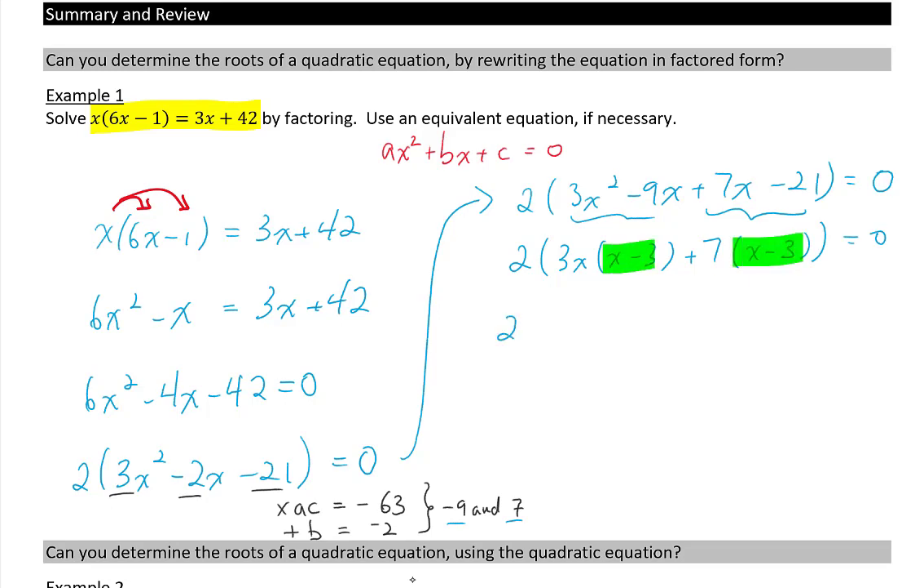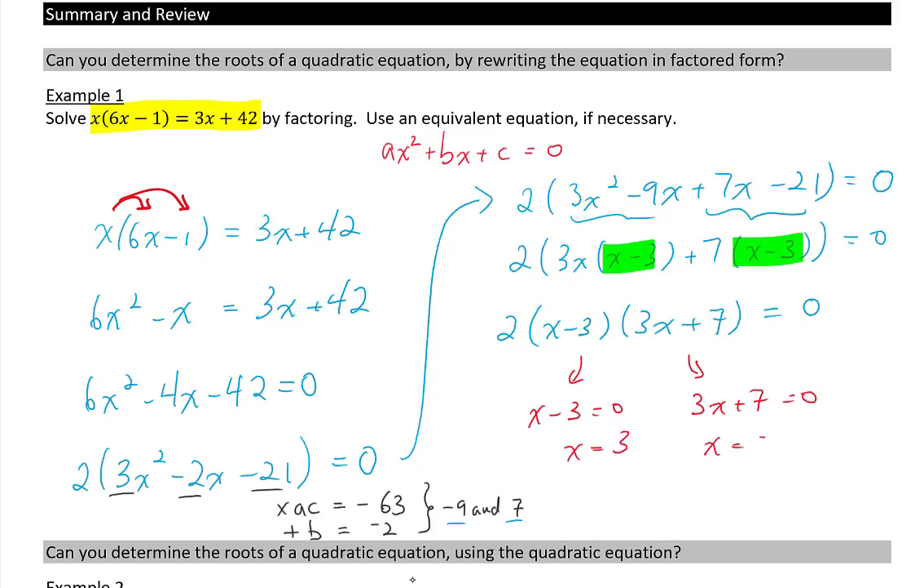Next step, common factor out the x minus 3 highlighted in green, and we're left with the 3x plus 7, and that all equals 0. Finally, take each of the factors and set them equal to 0, and then solve for x. So we end up with x equals 3 and x equals negative 7/3.